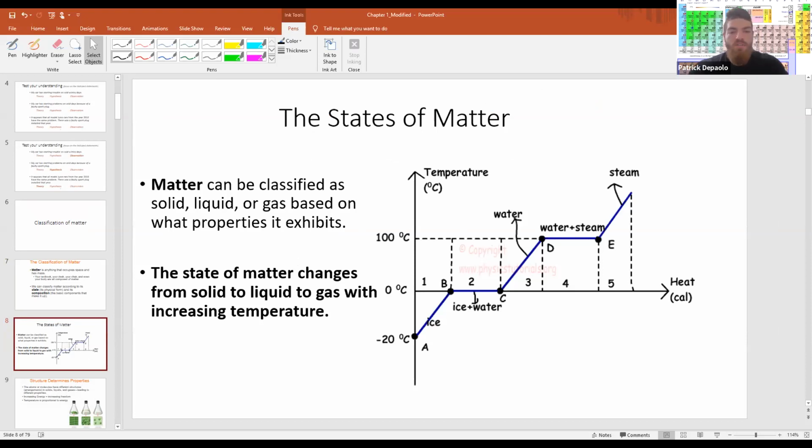Now, this graph is important to understand the different states. I could sit here and rattle off solid, liquid, gas. The solid is solid, the liquid is liquid, and the gas is gas, duh, right? But I want you to have an understanding of it from an energetic point of view. This graph is a heat phase diagram that shows you the transition with temperature and energy.